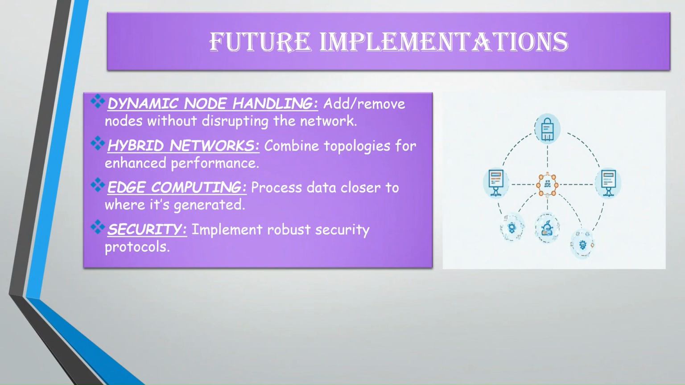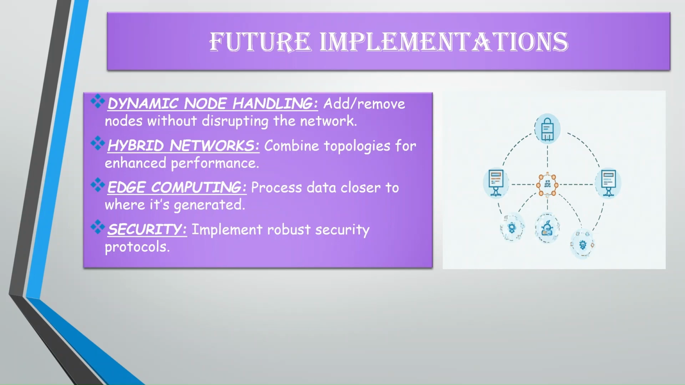Edge computing is another emerging trend in IoT. By processing data closer to the source, edge computing can reduce latency and improve responsiveness, making it suitable for real-time applications. Finally, security is a paramount concern in IoT systems. Implementing robust security protocols is essential to protect sensitive data and prevent unauthorized access. This includes measures like encryption, authentication, and intrusion detection. By exploring these future implementations, we can envision the continued evolution of IoT network topologies and their potential to revolutionize various industries.